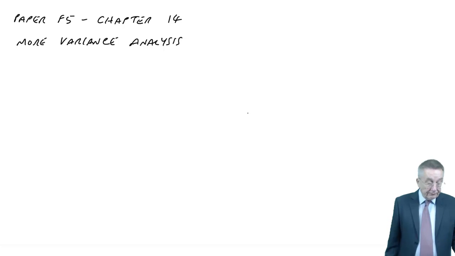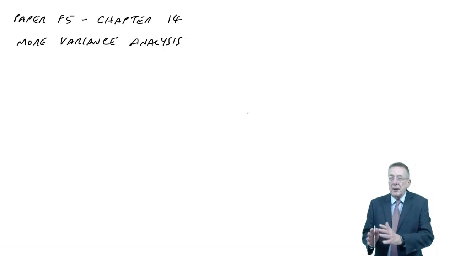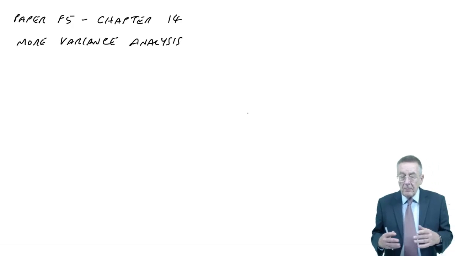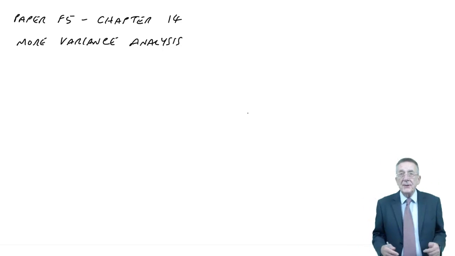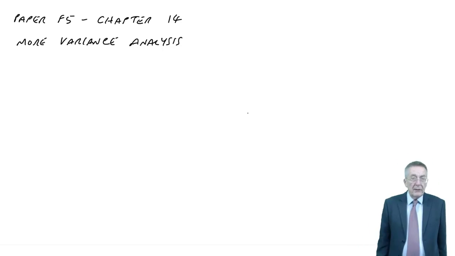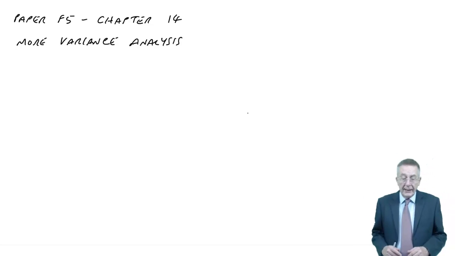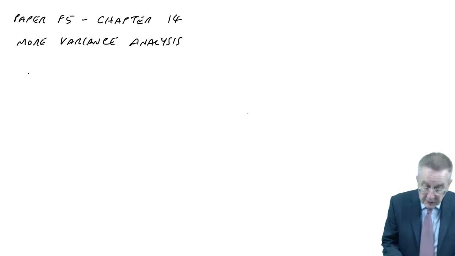And there are several. As we go through, there's something called planning and operational variances, there's something called mixing and yield variances, and then a couple of other slightly smaller ones. So I will go through them, but they are rather separate, so we'll keep them as separate lectures. But the first one I want to look at is planning and operational.